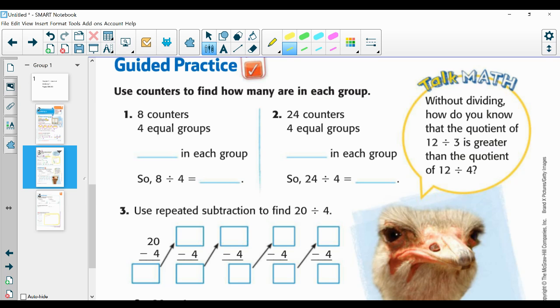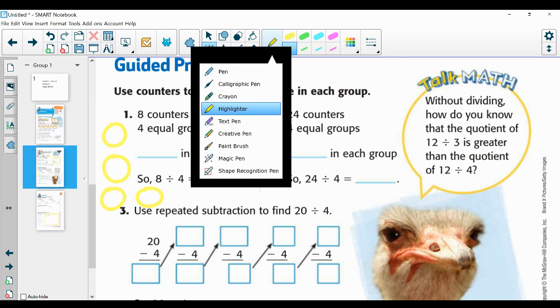Okay, so I'm going to go ahead and make an array of counters. So I know I have 4 equal groups. So I'm going to draw 4. 1, oops, 2, I didn't switch pen. 3, 4. I have a total of 8 counters. Let me switch to a pen.